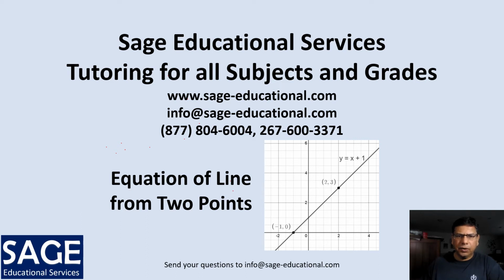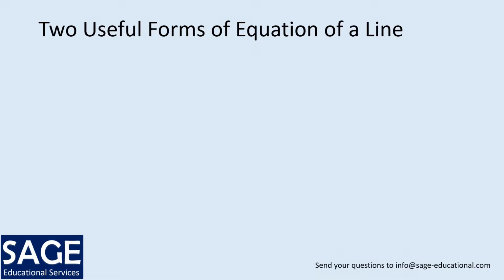Hello, in this video we will talk about how to find the equation of a line given 2 points. So we'll start with a discussion of two useful forms of the equation of a line. The first form is called the slope-intercept form, y is equal to mx plus b. That is the form that we would most likely be giving our answers in when solving a problem.